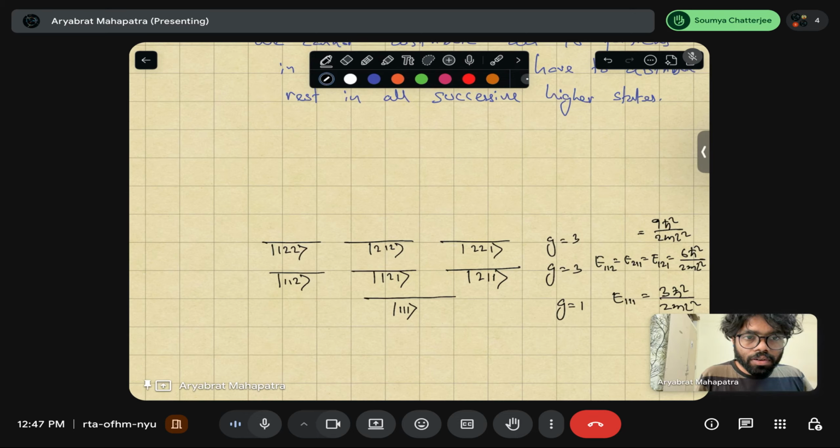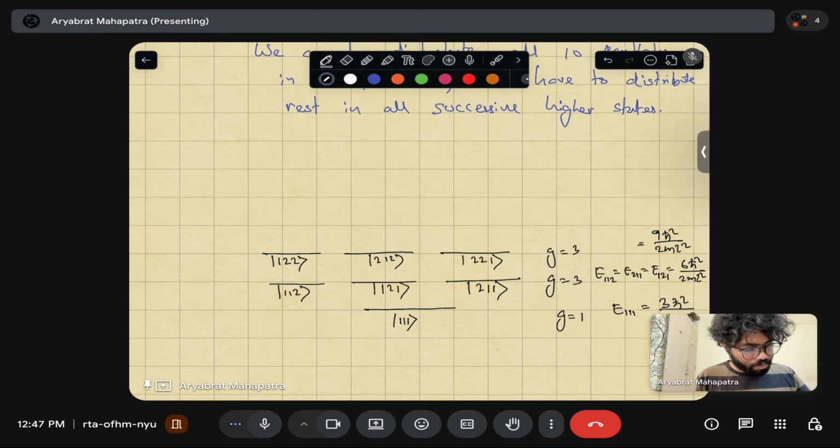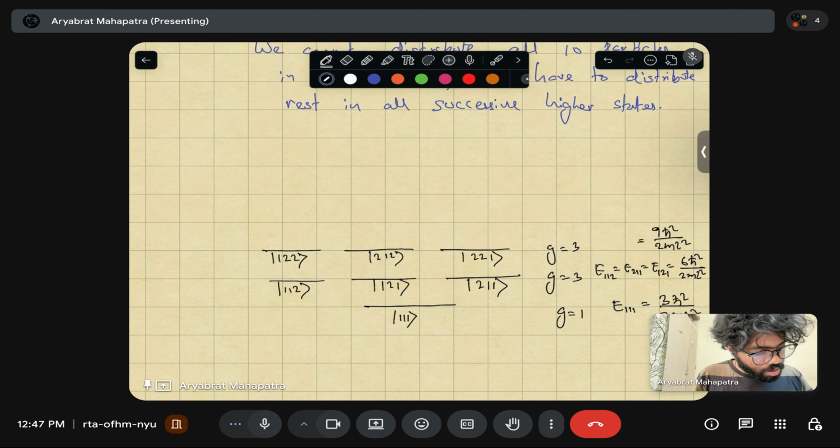Was there any doubt? One thing I want to ask: if nothing is said, it will be assumed that all the particles have the same spin. Yeah. So you still need 3 more energy levels.